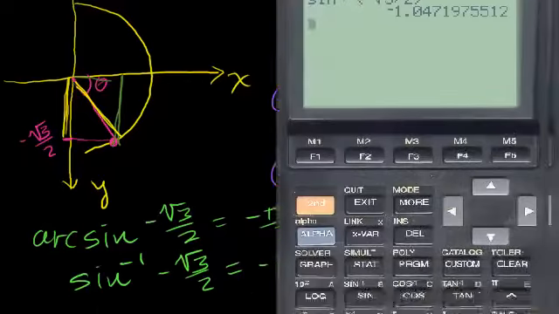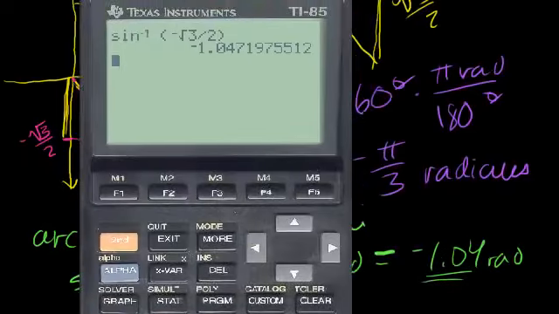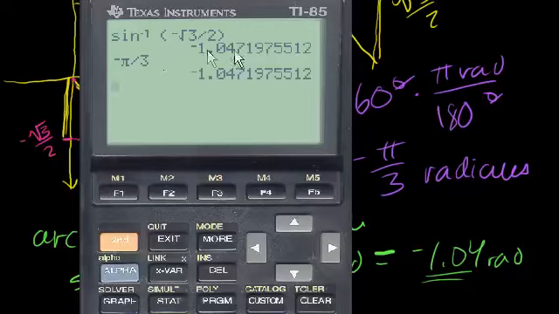Let's see if I can confirm that. So if I were to write minus pi divided by 3, what do I get? I get the exact same value. So my calculator gave me the exact same value, but it might not have been that helpful because my calculator doesn't tell me that this is minus pi over 3.